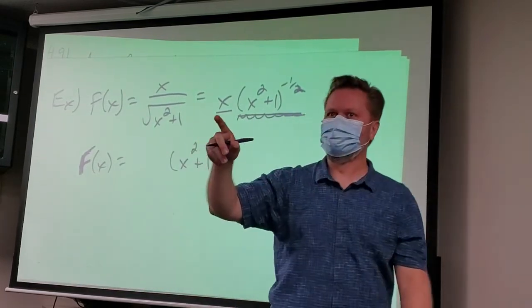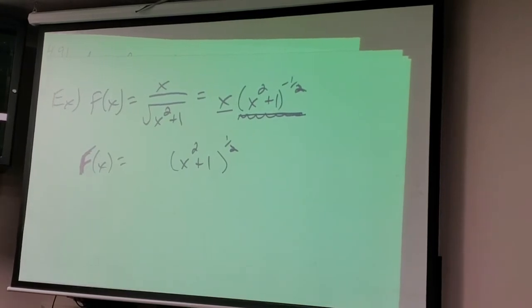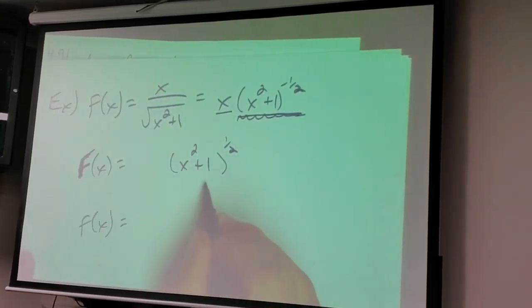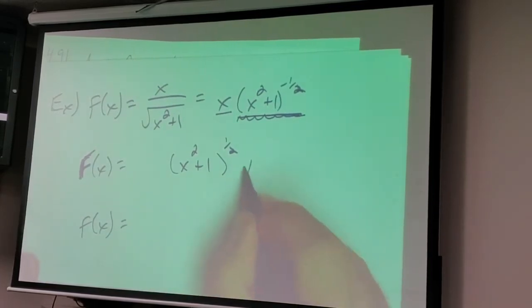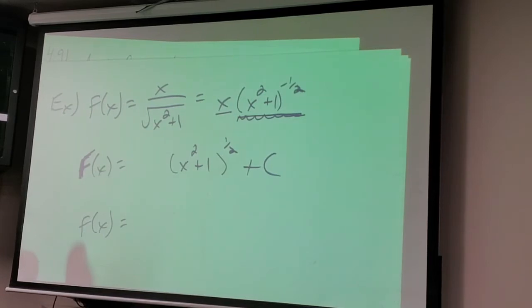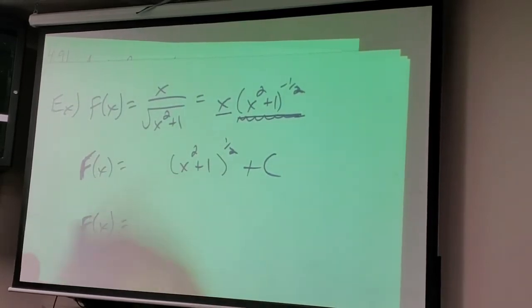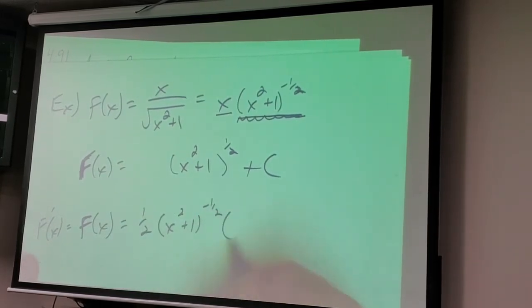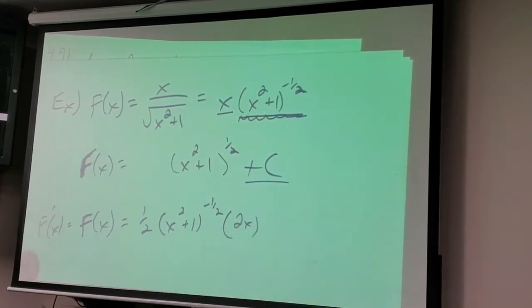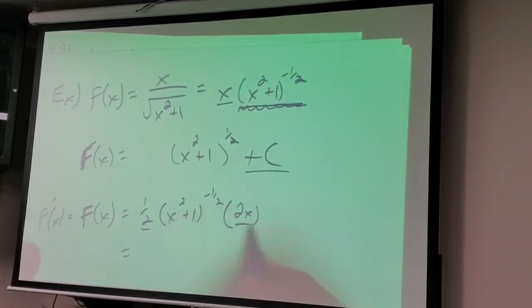Now, let's try it. I said something a little weird a second ago, and we felt like it might not be right. But let's see what's happening. Let me put a little plus c in there. So if I do take the derivative, is that cool? F prime. This will be 1/2 x squared plus 1 to the negative 1/2 times 2x. And of course, this goes to 0, right? So what do you get? You get 1/2 of 2x is x.